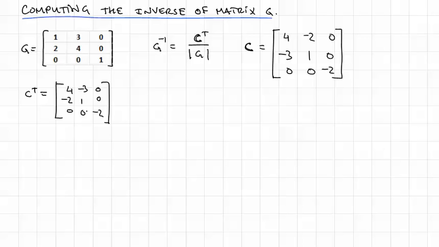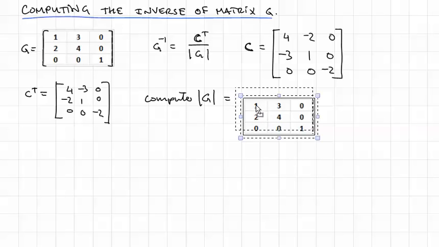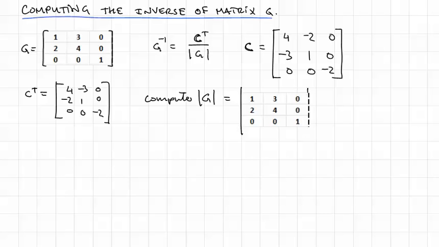Now lastly, we need to compute the determinant of G. I've not shown this yet. I think there's a different tutorial to show the determinant of a 3 by 3, but let's just work it here. Let me write it out. The determinant of G, for a 3 by 3, will be the first element.